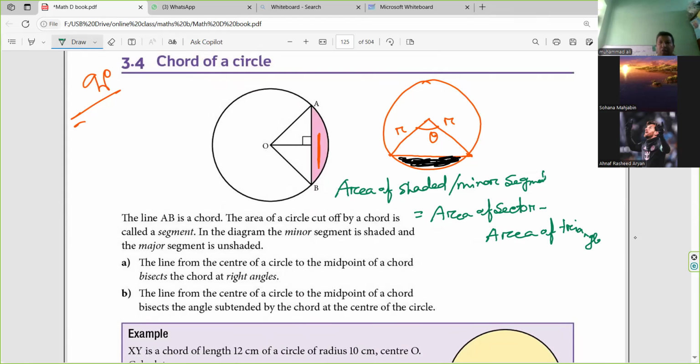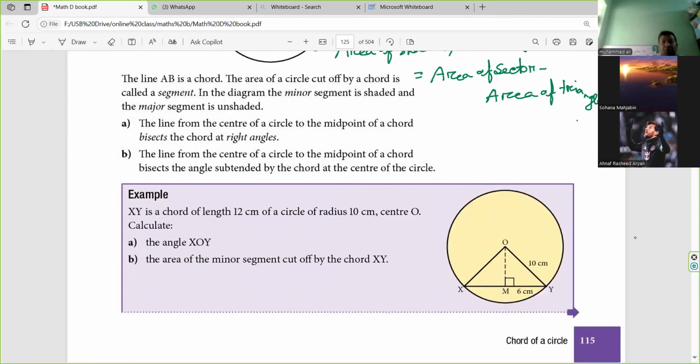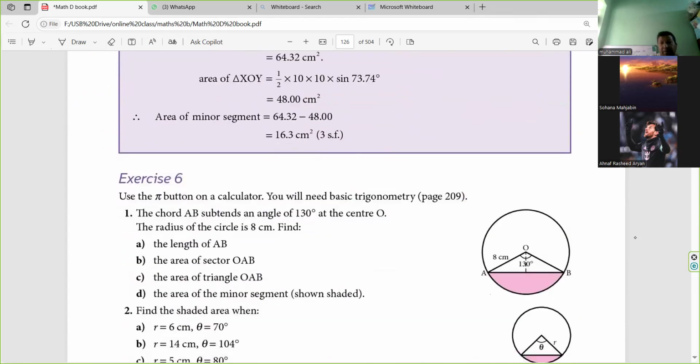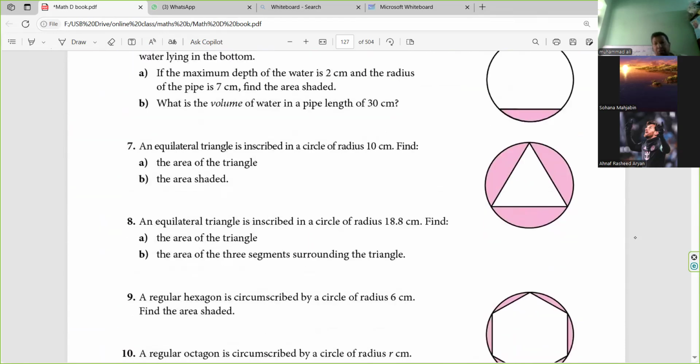If you want to find the area of a minor segment, from the area of the sector you have to subtract the area of the triangle. Like from here, the area of the shaded region: the area of the sector is what? Theta by 360 degrees multiplied by pi r square, minus the area of the triangle, which is half into r square sine theta. So if we put the values properly, we will get the area of the minor segment, or the area of the shaded region. So this is very important. Try to solve all of these examples properly, and the maths exercises also.